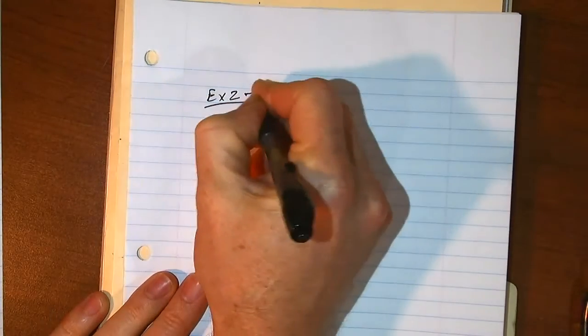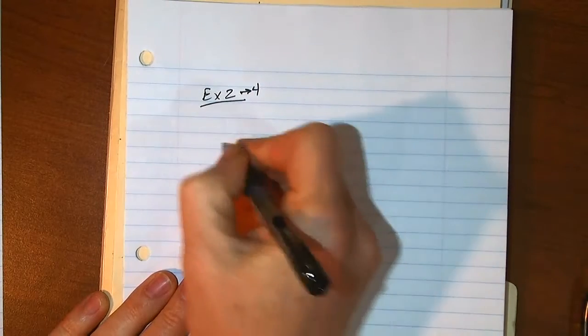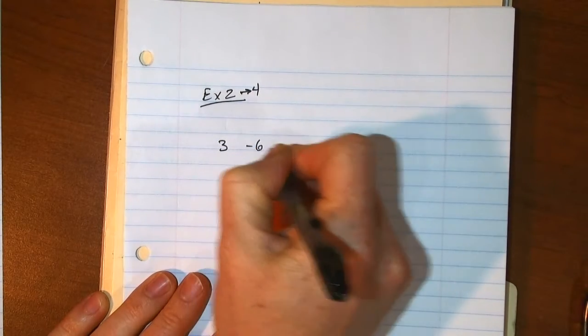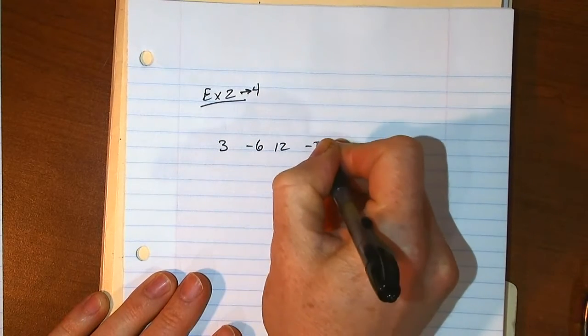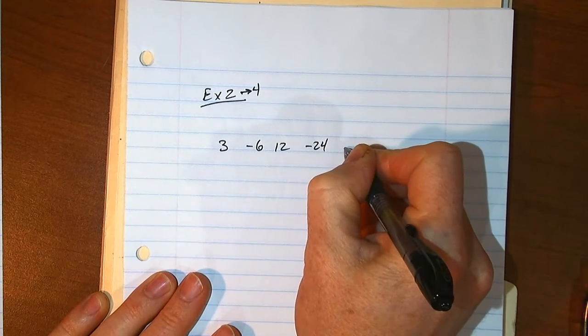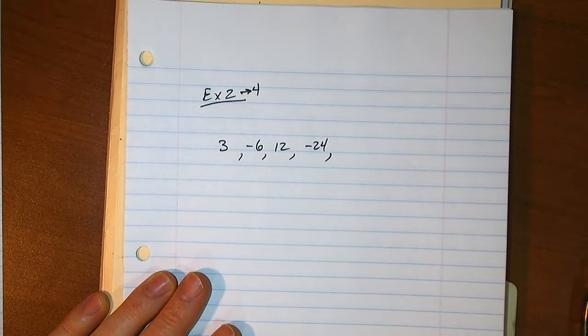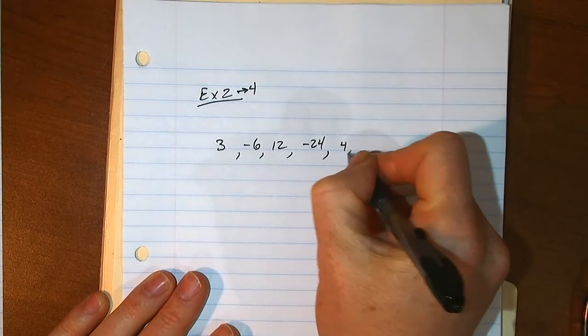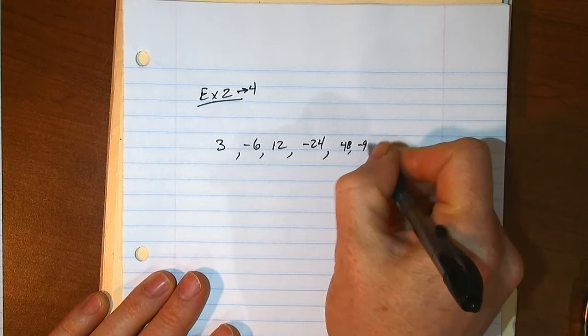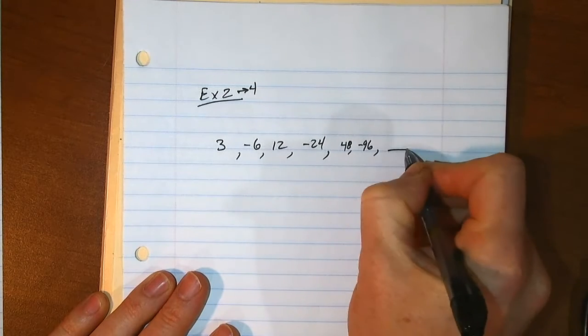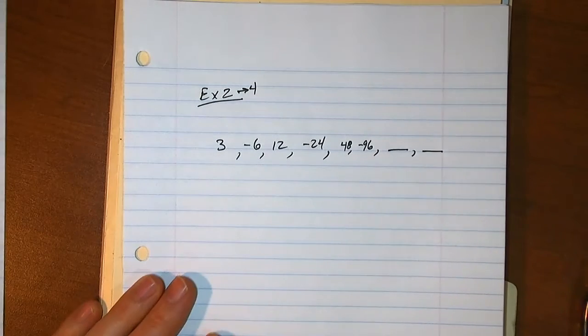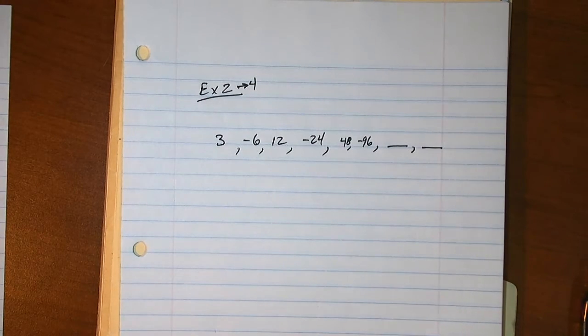All right, so let's take a look at example number 2 here, but I'm going to turn it into example number 4. We already know what the pattern was on this from example number 2. The pattern was that we were multiplying by -2. So then the question might ask you, not only figure out what the pattern is, but figure out what the next 2 numbers are. Okay, well, that's pretty straightforward.